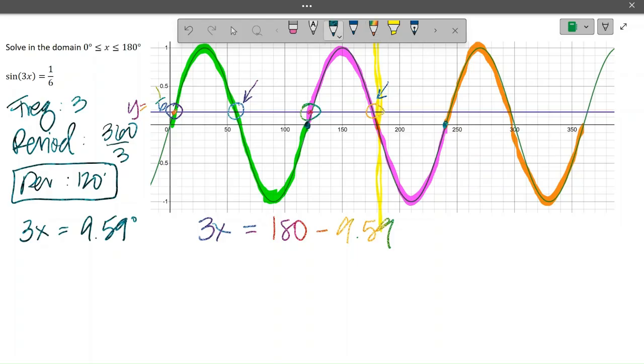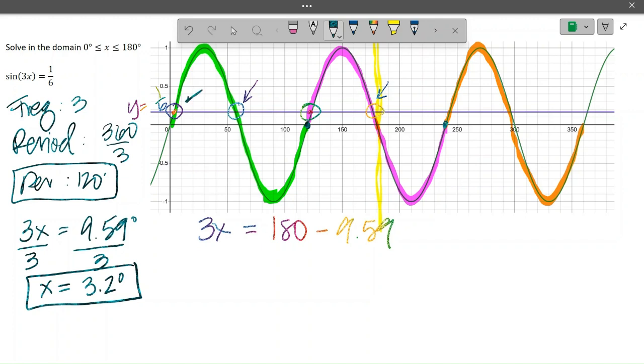Okay, I'm going to go back to the left equation, the blue one, and I'm just going to work it so that I get x by itself. So I'm dividing by 3 on both sides. When I do that, I get a value of 3.2 degrees, and that is a solution within our domain. That's this guy right here.